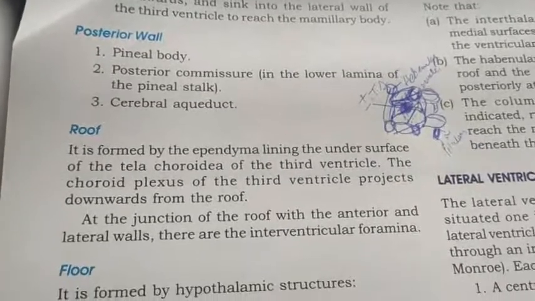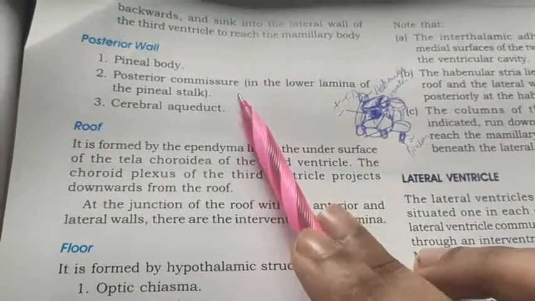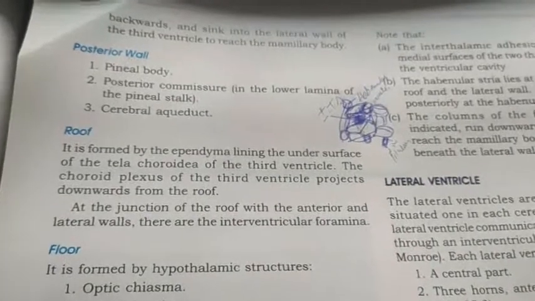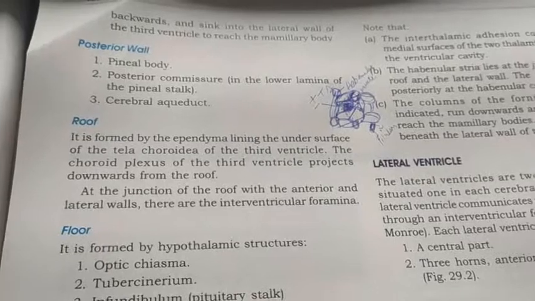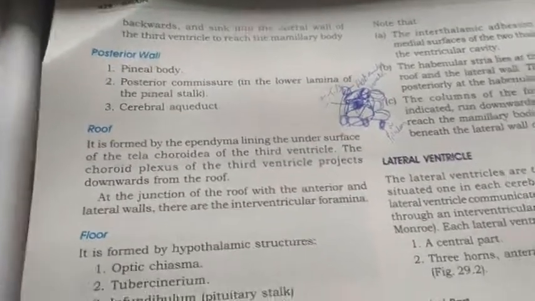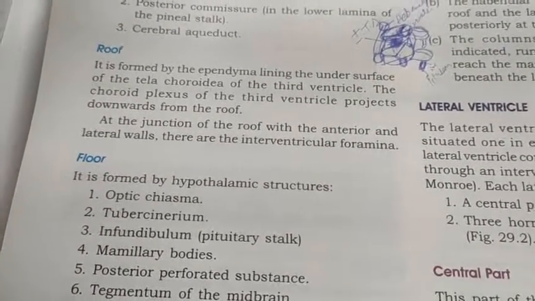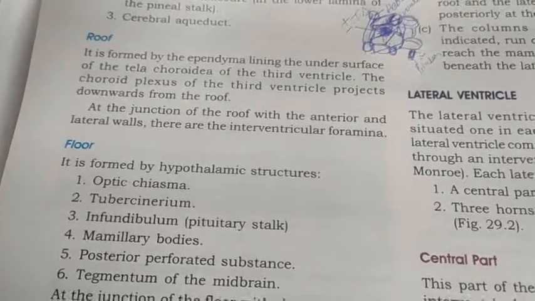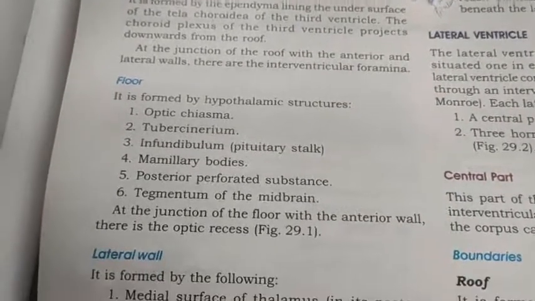The posterior wall has the pineal body, posterior commissure and the cerebral aqueduct. Posterior commissure means a connection between the left and right cerebral hemispheres. The roof is formed by ependymal lining, the under surface of the tela choroidea of the third ventricle. The choroid plexus of the third ventricle projects downwards from the roof. At the junction of the roof with the anterior lateral walls there is the interventricular foramen.